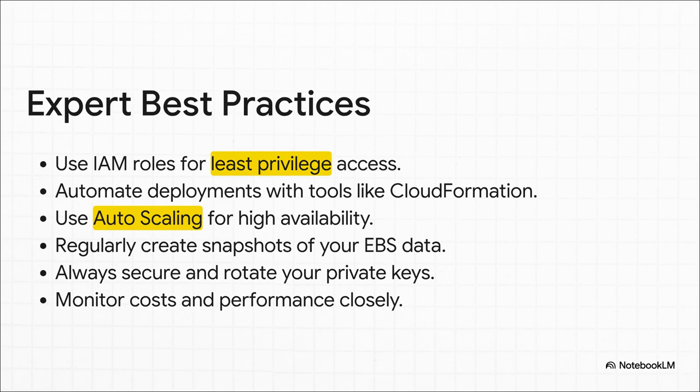First, security. You lock everything down, giving things only the exact permissions they need, and you guard your private keys like they're gold. Next, automation. You build your systems using code so they're perfectly repeatable and reliable. Then comes resilience. You use tools like auto-scaling and regular backups so your app can survive pretty much anything. And finally, you stay vigilant. You watch your costs and your performance like a hawk, so you're always running as efficiently as possible.